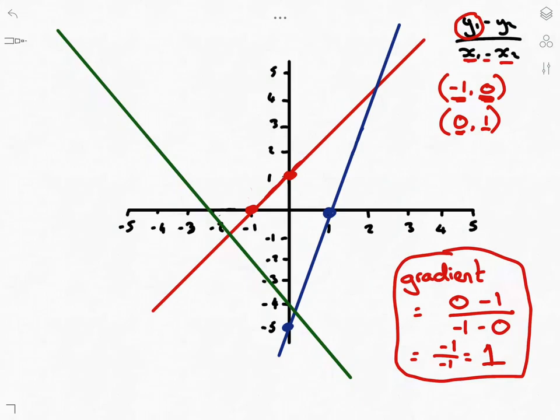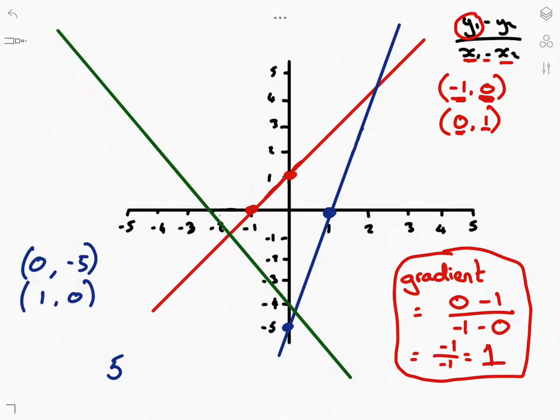And if we're going across 1, how much are we going up? We're going from minus 5 to 0. So I'm already going to say the gradient's 5. Okay, but we should check it. Let's check it. So we're going to choose our 2 points. We've got minus 5. The coordinate is 0, minus 5. And we have 1, 0.